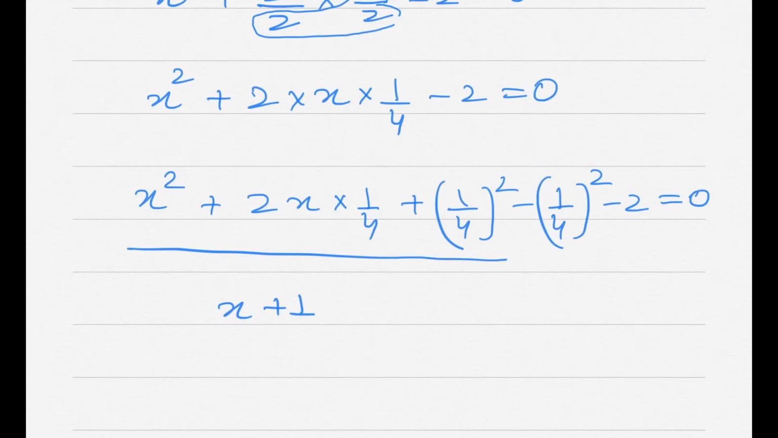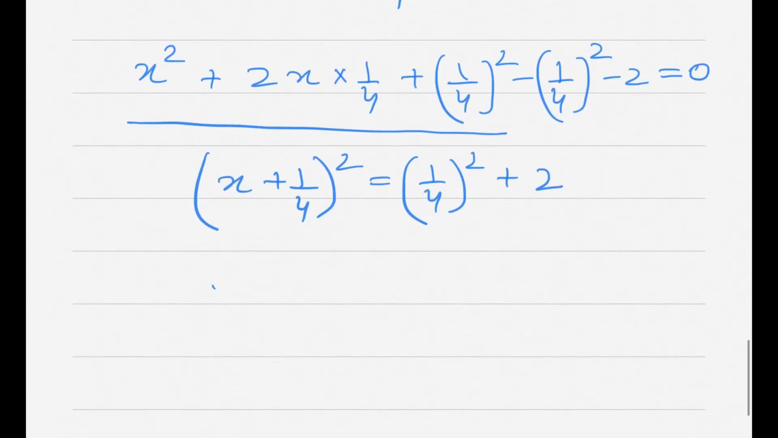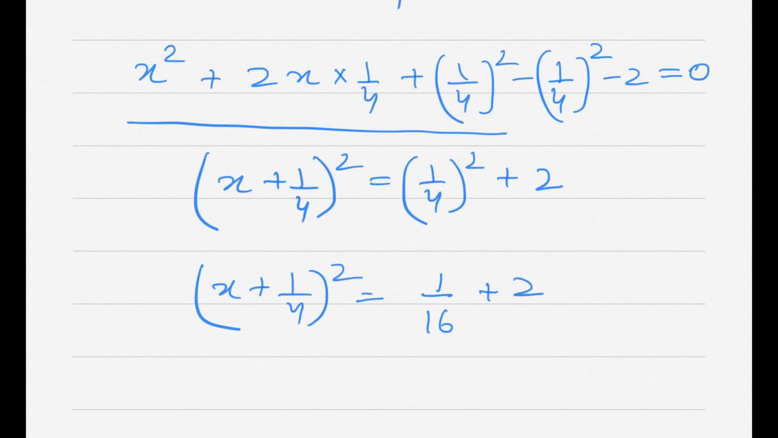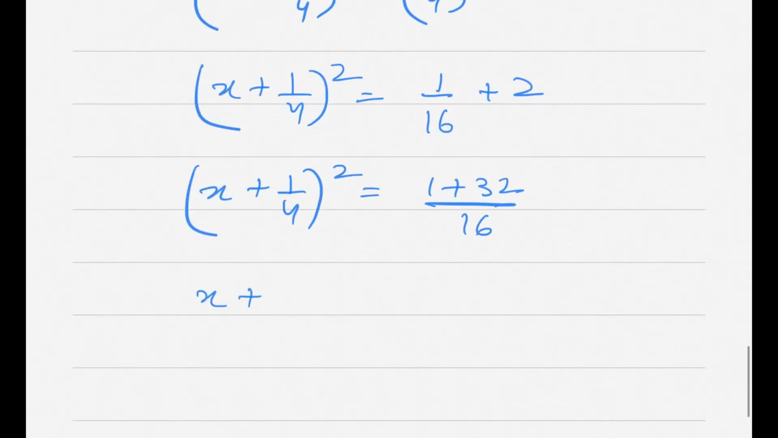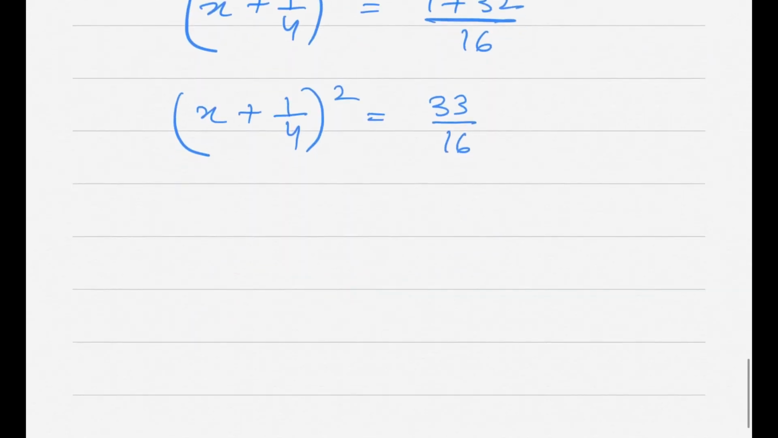Now I can write this whole thing as x plus 1 by 4 whole square, and I can take the other two terms to that side. So that would be equal to 1 by 4 whole square plus 2, right? So now x plus 1 by 4 whole square is equal to 1 by 16 plus 2, right? Now taking the LCM on the right hand side, I get 1 plus 32 by 16. So I get x plus 1 by 4 whole square is equal to 33 by 16.